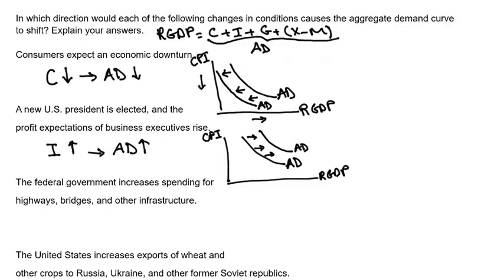In the third case, we have the federal government increasing spending for highways, bridges, and other infrastructure. This is all about the government expenditures that is increasing once again because it's a component of AD. The aggregate demand curve will also increase.